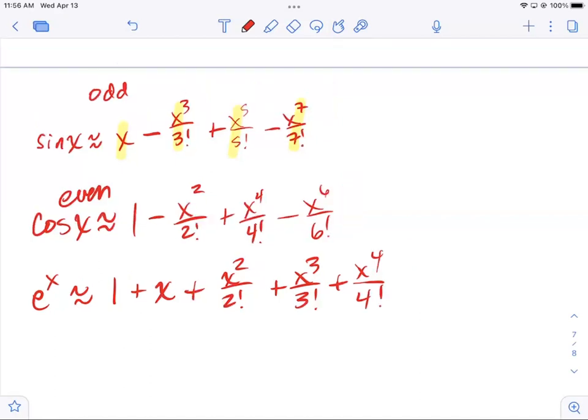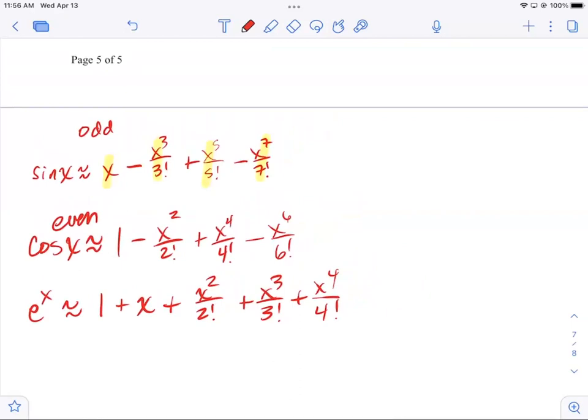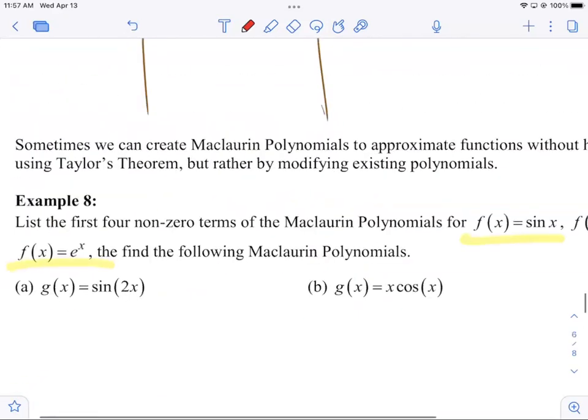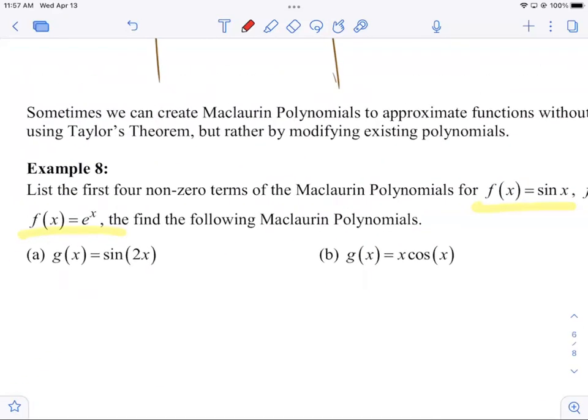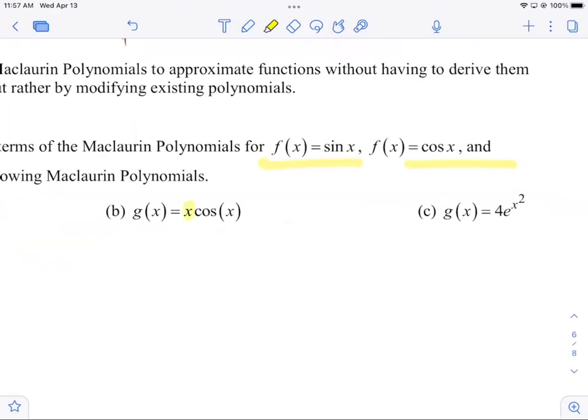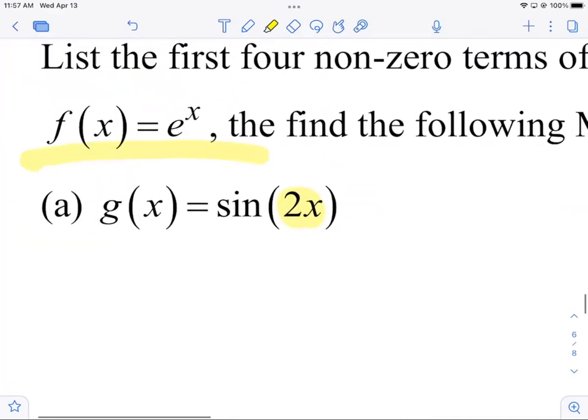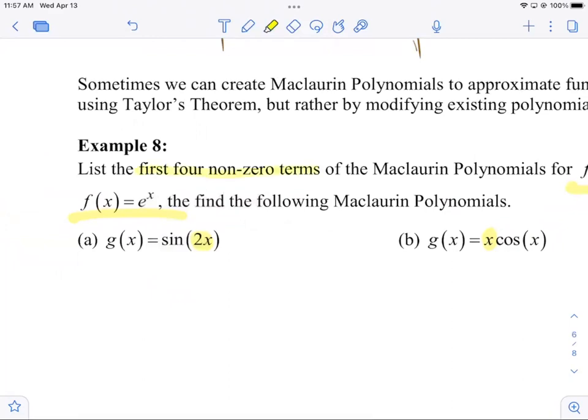So if we have these memorized now, we can actually change these. I already showed you that we could take the derivative of these to get new functions when we took the derivative of sine. You can actually take the antiderivative of these as well. But what else can we do with these? Well, we can build off them by either A, substituting something in for x, like replacing x with 2x, or B, we can multiply them by either a constant or even another variable, or we could do a combination of the two.